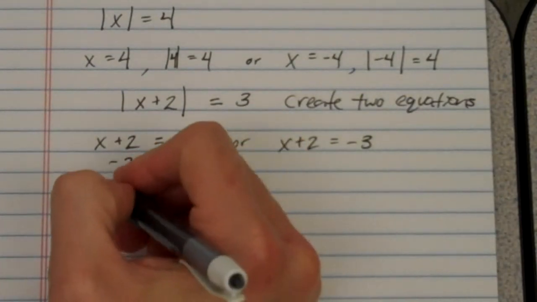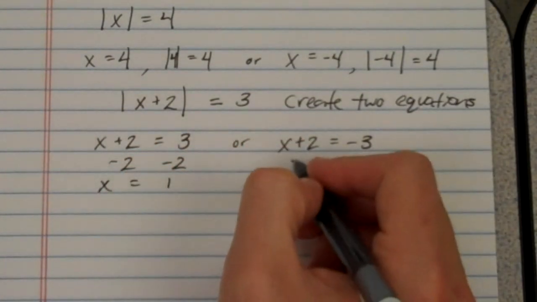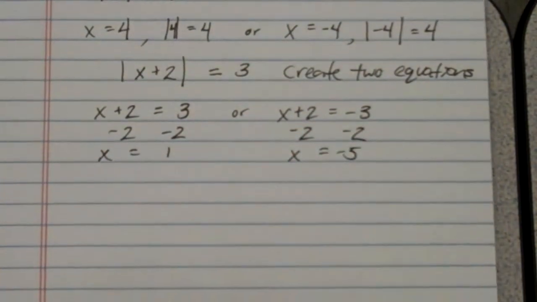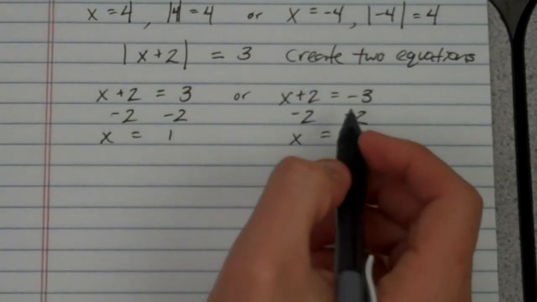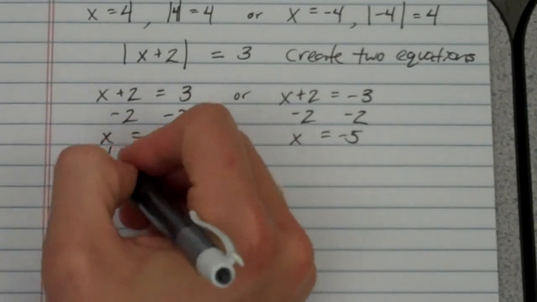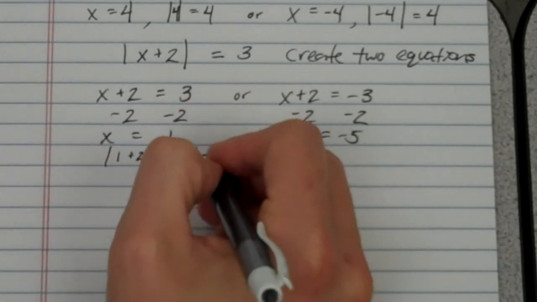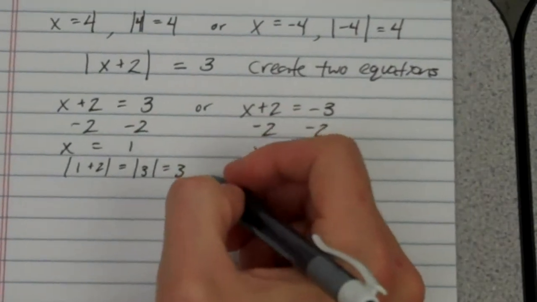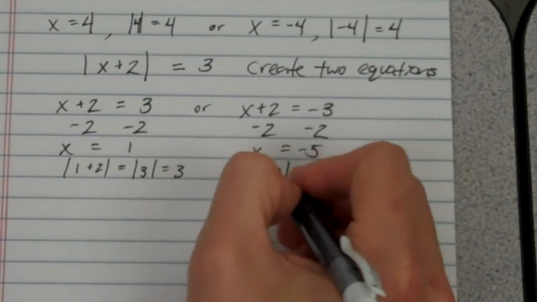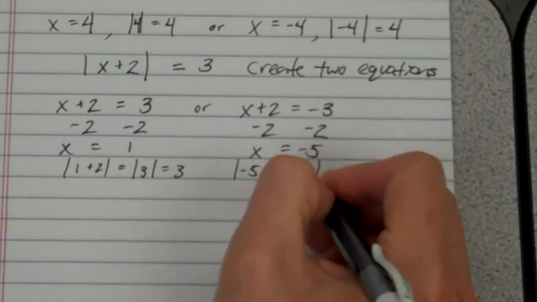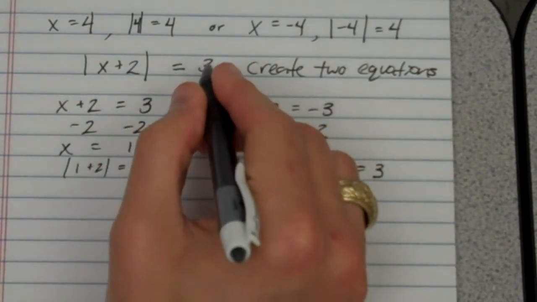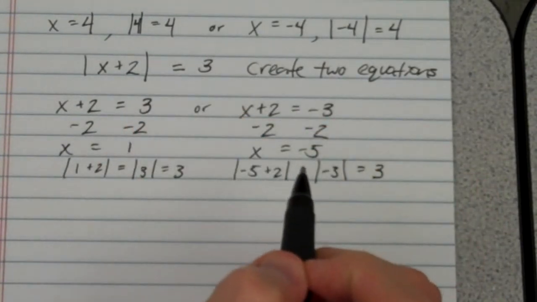Minus 2, x equals 1. Minus 2, x equals negative 5. Now I can check this by plugging it back in here. 1 plus 2, the absolute value of 1 plus 2 is the absolute value of 3, which is 3. That's correct. And then over here, the absolute value of negative 5 plus 2, negative 5 plus 2 is negative 3, so the absolute value of negative 3 equals 3. So both of them get me back to my final answer up here.